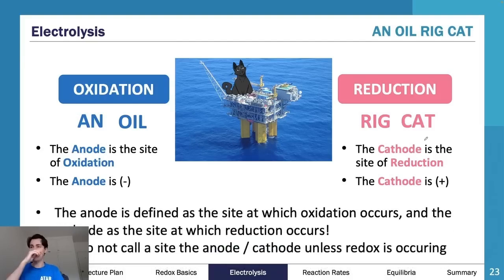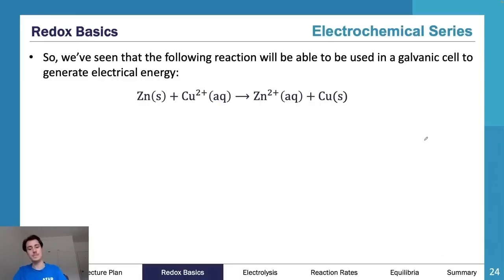The anode is defined as the site at which oxidation occurs, and the cathode is the site at which reduction occurs. We do not call something the anode or cathode unless redox is occurring. If redox is not occurring, we call it an electrode. Once redox starts occurring, we can call it the anode or cathode. We can't just say, hey, that's an anode. It's not an anode unless oxidation is actively occurring at that site. Otherwise, it's just an electrode. It's a really important distinguishing feature.